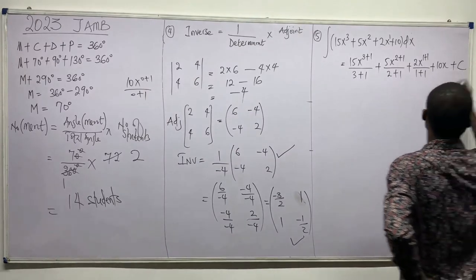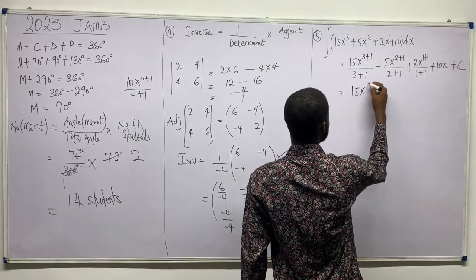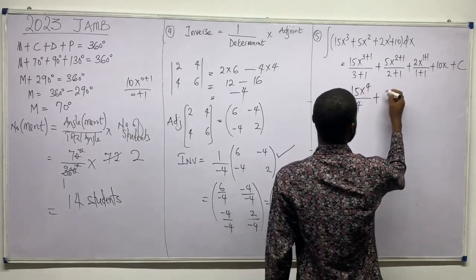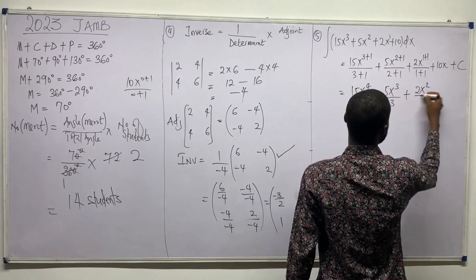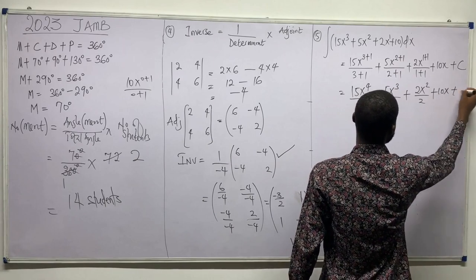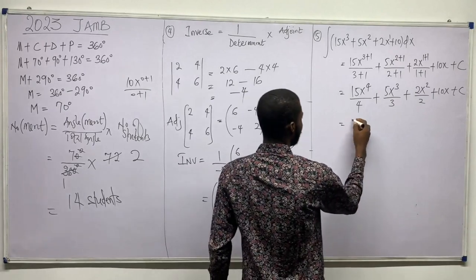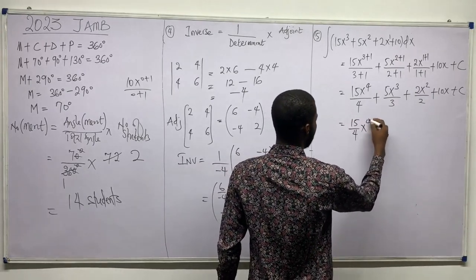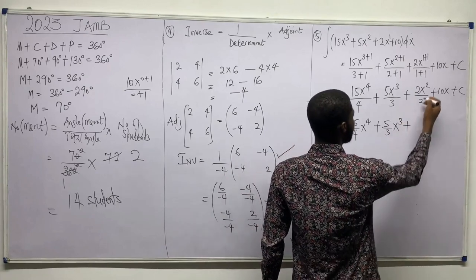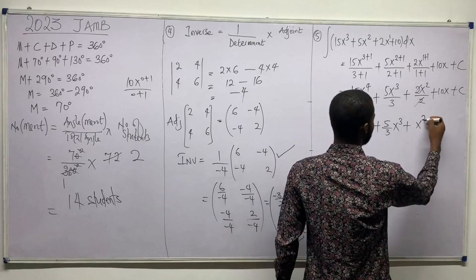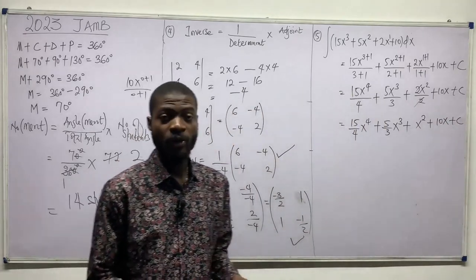Then plus c, don't forget to add your constant. So this will become 15x to the power of 4 over 4 plus 5x to the power of 3 over 3 plus 2x squared over 2 plus 10x plus c. The answer can be left like this, or the final answer is 15 over 4 x to the power of 4 plus 5 over 3 x to the power of 3 plus, 2 can cancel 2, so this is x squared plus 10x plus c. So that will be the answer for question 5.